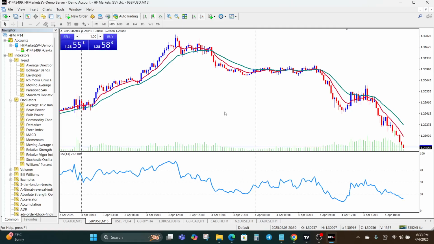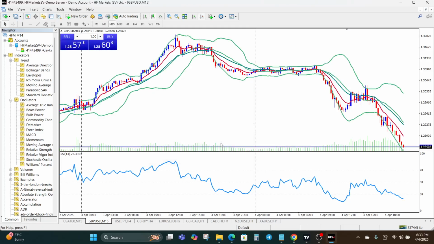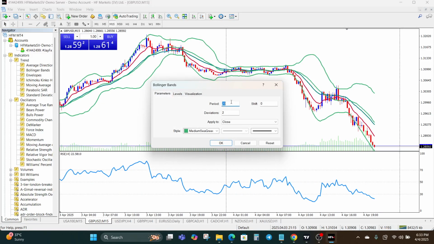The third indicator we are going to be looking at is the Bollinger Bands. The Bollinger Bands are a favorite among scalpers because they visually represent volatility and breakout potential. In MT4, you can just use the standard settings of 20 period with 2 standard deviations.